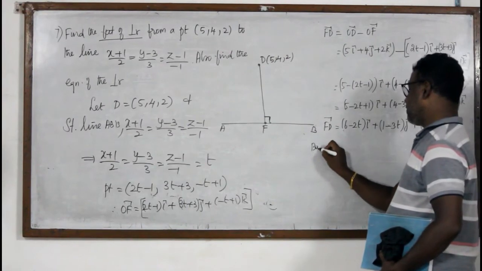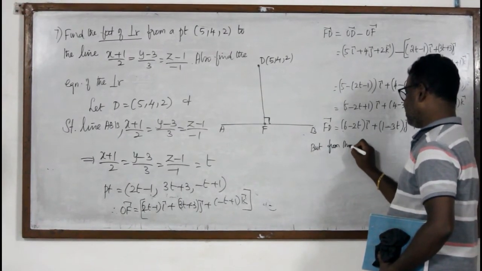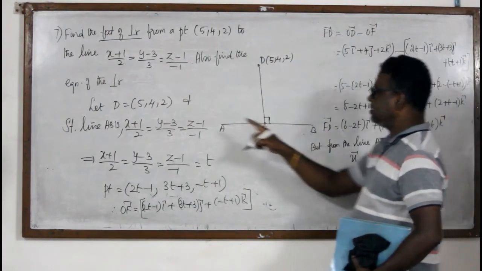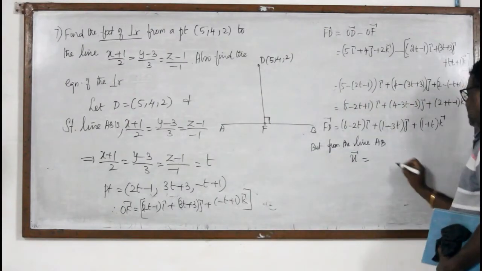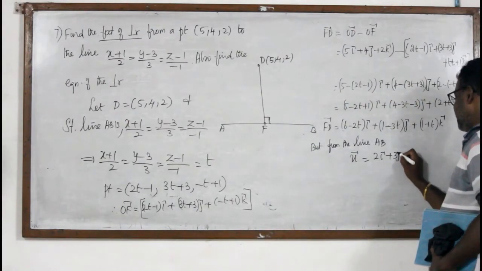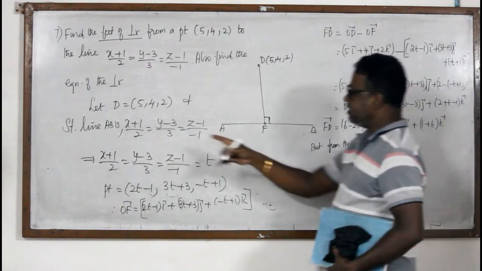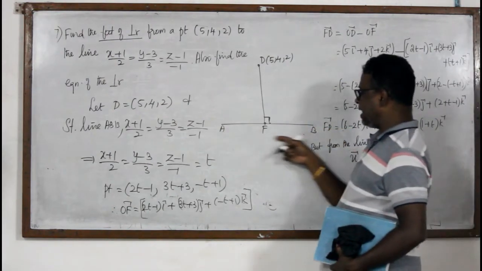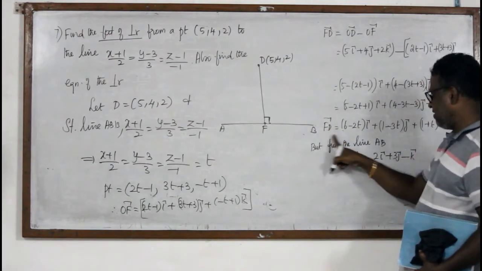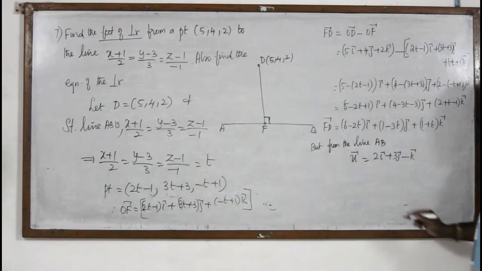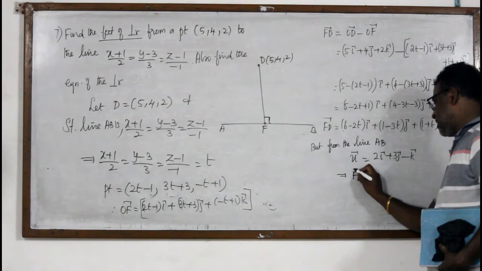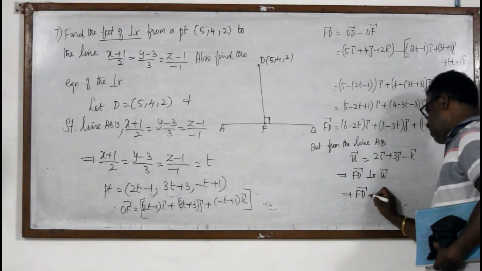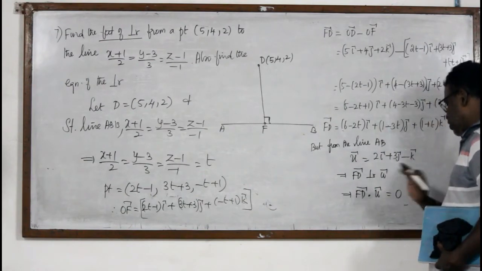But we know from the line AB, the u vector is the numbers in the denominator, that is 2i + 3j - k. Before writing, ensure that the coefficient of x, y, z is 1. Now, this is the vector parallel to AB. So that means the FD vector and u vector will be perpendicular. That means the dot product between these two vectors will be 0.